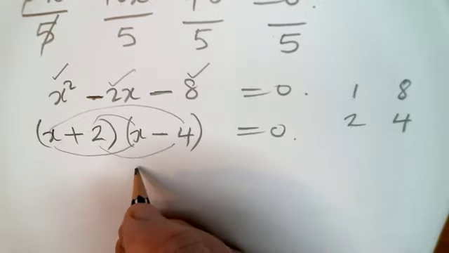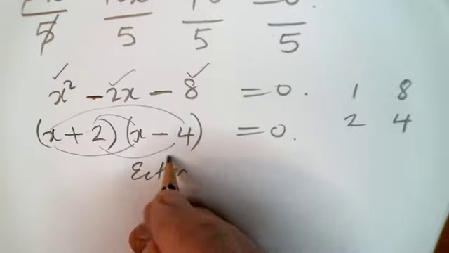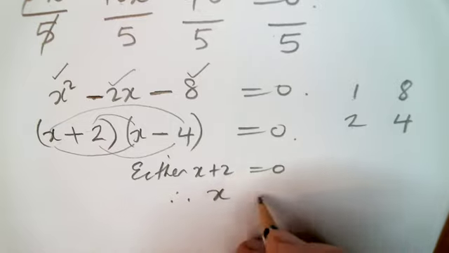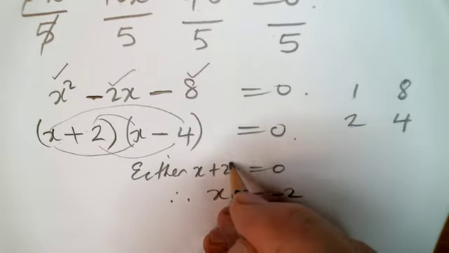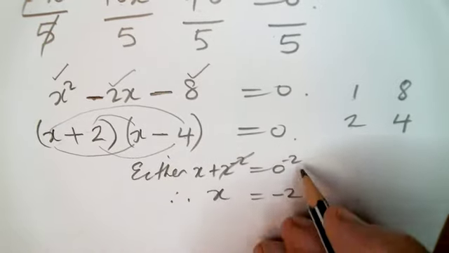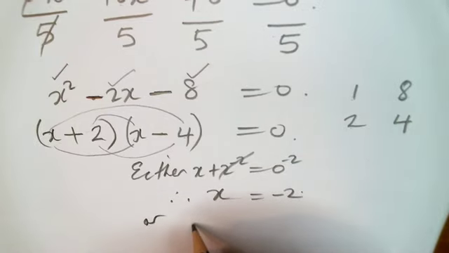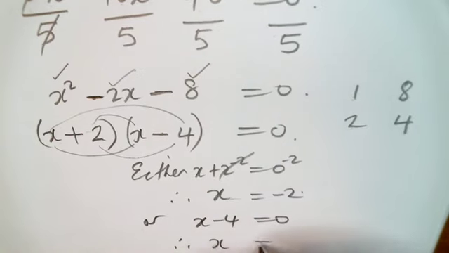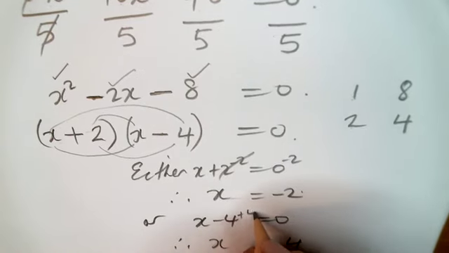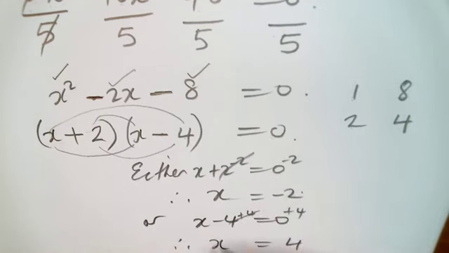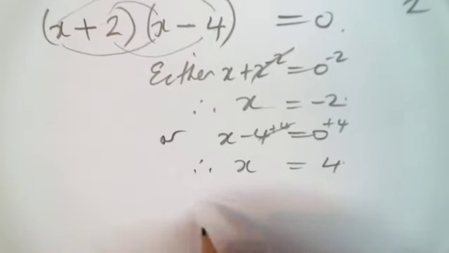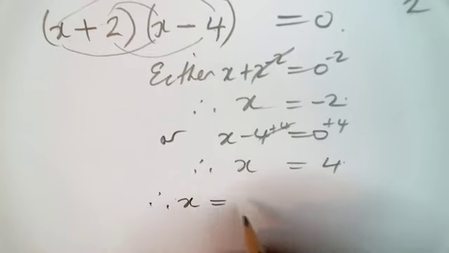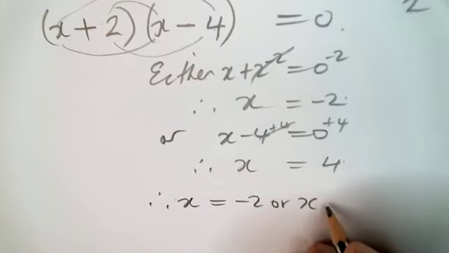Now we can say, therefore, either x plus 2 is 0. Therefore, of course, x must equal negative 2, because if I subtract 2 from that, subtract 2, I've got x is negative 2. Or I've got x minus 4 is 0. Therefore, x must equal 4. That is, if I add 4 to that side, add 4 to that side, x is equal to 4. So we can say, therefore, x equals negative 2 or x equals 4.